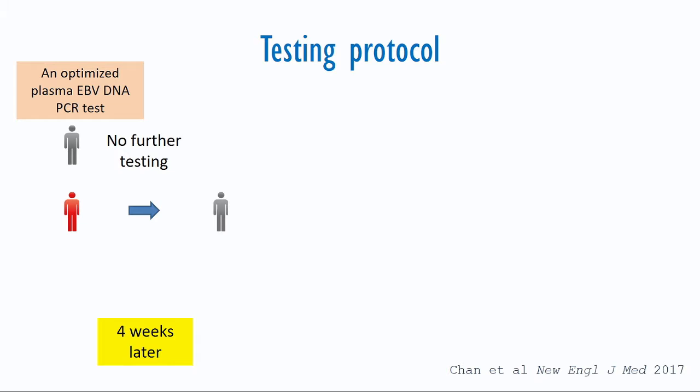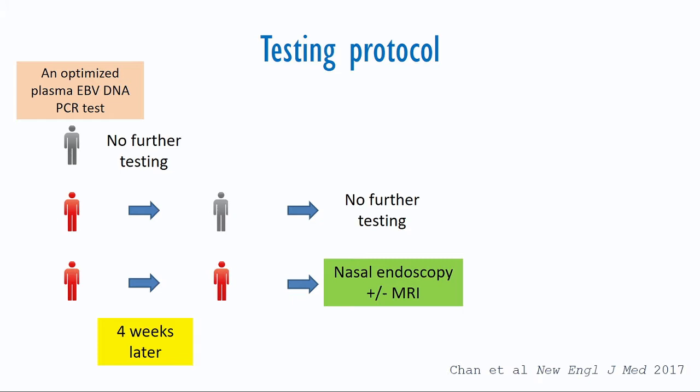So the testing protocol requires these individuals to come back in 4 weeks' time for a second test. And if on the second test they're negative, we leave it as that. But for individuals who tested positive on both occasions, it means that there's something in the body that is persistently releasing EBV DNA into the circulation, and these people are at very high risk of having NPC. For these patients, we then send them to the ENT surgeons for nasal endoscopy and also magnetic resonance imaging. And then if they were confirmed to have NPC, they will be treated by radiotherapy.